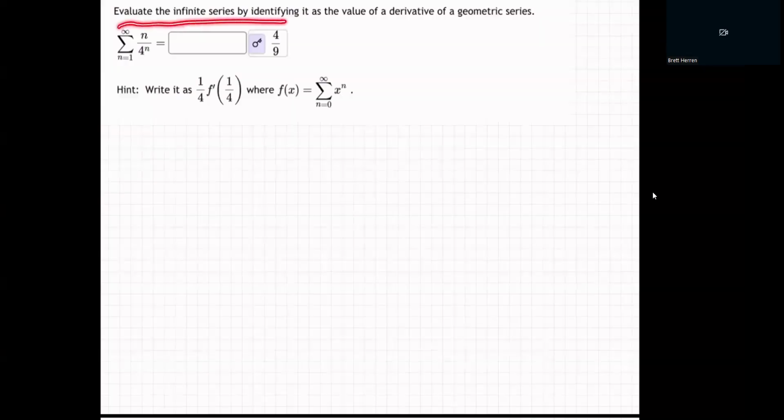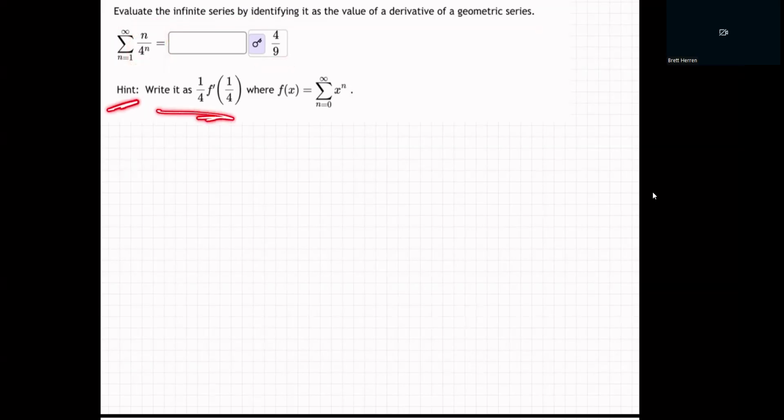Evaluate the infinite series by identifying it as the value of a derivative of a geometric series. Okay, let's do the sum of n over 4 to the n. The answer is 4/9. How'd they come up with that? I mean, this hint is very important.